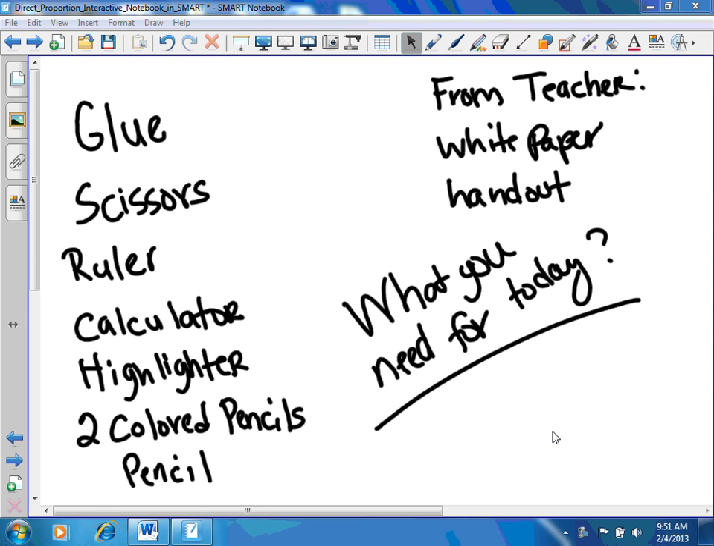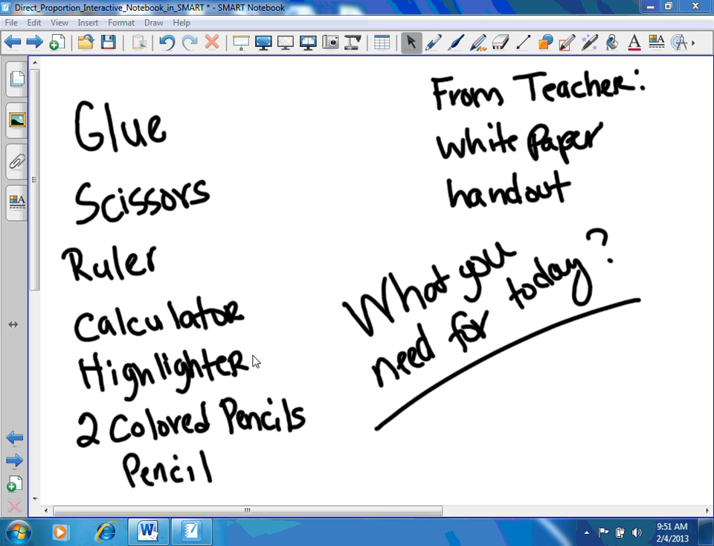You have to use your skills from the last 6 days that we've been working on ratios and proportions in order to do well with what we're doing today. Okay? So that's why I asked you to have the following materials on your desk, in order to do what we're doing today.